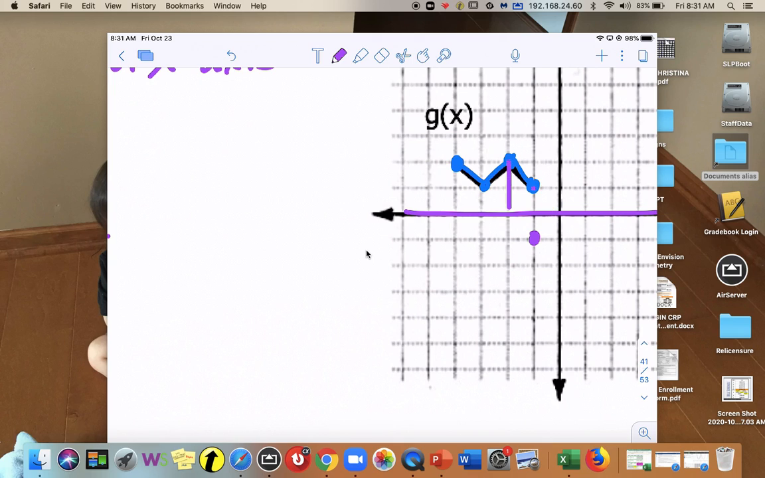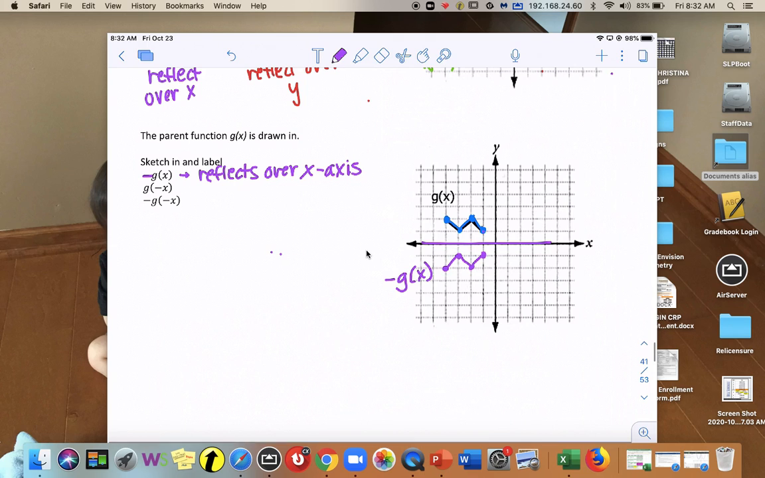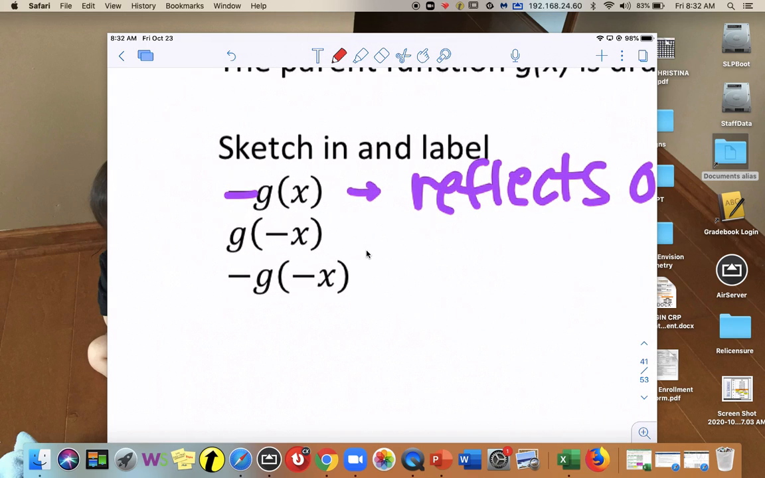This one is 2 units this way, so I'm going to go 2 units that way, and graph that right here. This is 1 unit away, so we're going to go 1 unit this way. And then this right here is 2 units away, so we're going to go 2 units this way. So again, all I'm doing is redrawing my points each the same distance away from the x-axis, and here's negative g of x.